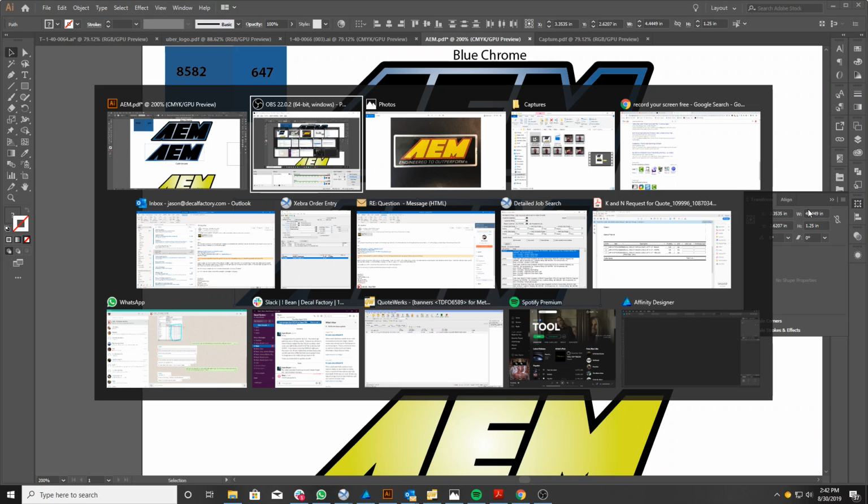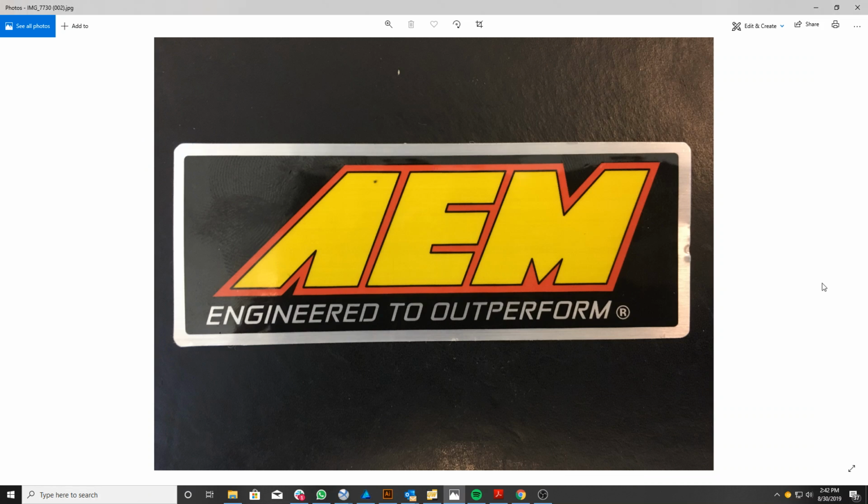Getting to why it doesn't get proportioned is because when you look at the original decal, the outside of the decal right here, this silver border, this may be 1 by 4. I would suspect that it is, because in between here and here, and here and here, if you add these together, it's less than what's in between here and here. Does that make sense? So in this decal, it's wider than it is taller. And they get away with it because they have the engineer to outperform, the border, all that good stuff, you know?